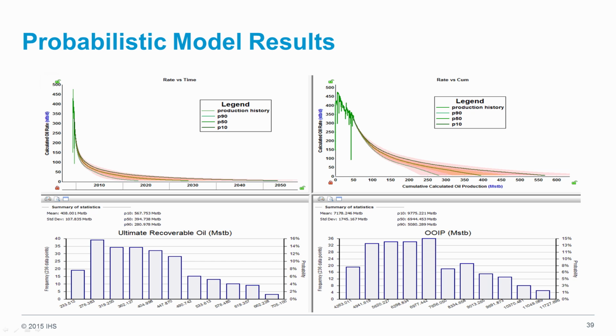So similar to that picture we had before, we now have a range of EURs. We have a range of volume in place. All of our parameters now have a distribution associated with them. You can see that for the cumulative oil, we now have a P90 of about 280,000 barrels and a P10 of about 568,000 barrels.